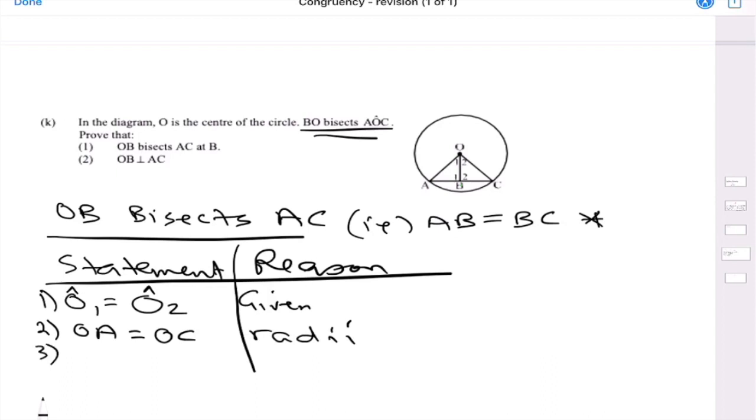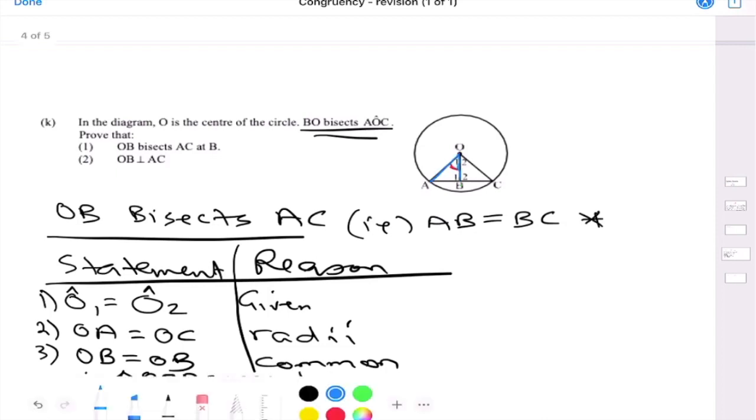I need a third statement. What else is equal there? The line OB is common to those two triangles, so let's write OB is equal to OB, which is common. And so we can conclude here that the triangle, now we need to be very careful naming those triangles, the triangle OBA is congruent to triangle OBC. Our reason for congruency for this one will be side angle side.